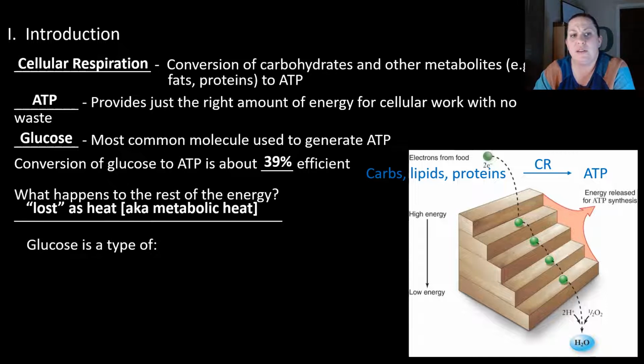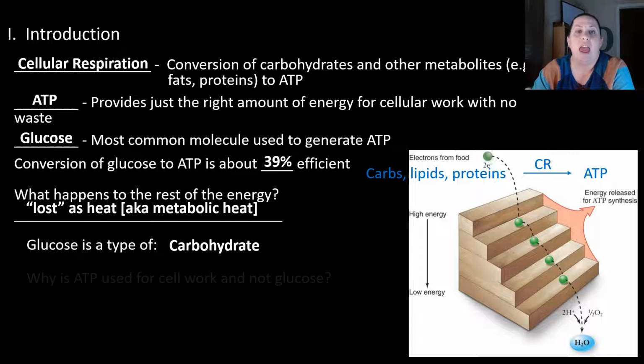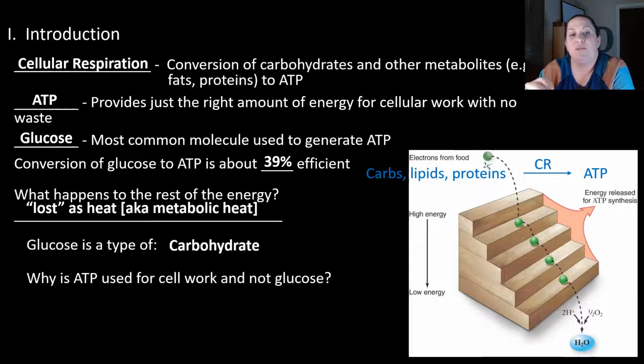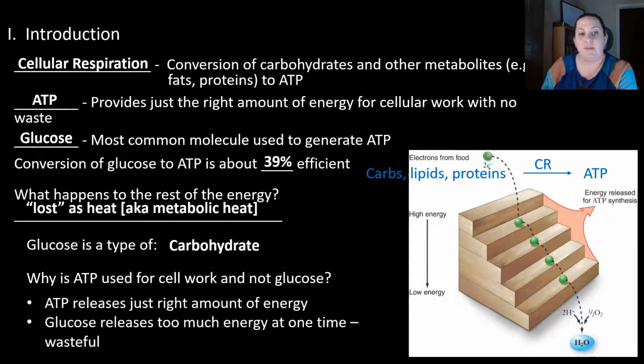So glucose is, again, a type of carbohydrate. We've already talked about that. And why is ATP used for cell work and not glucose? Well, ATP releases just the right amount of energy. You can call it the Goldilocks effect. It's not too hot, not too cold, it's just right. Glucose actually releases too much energy at one time, so that's wasteful.